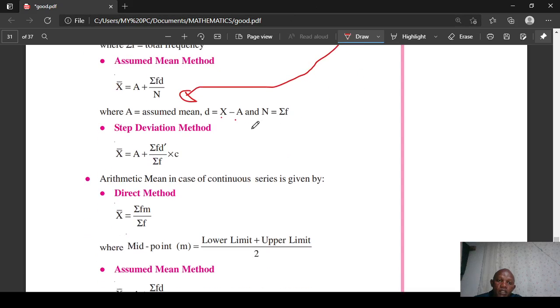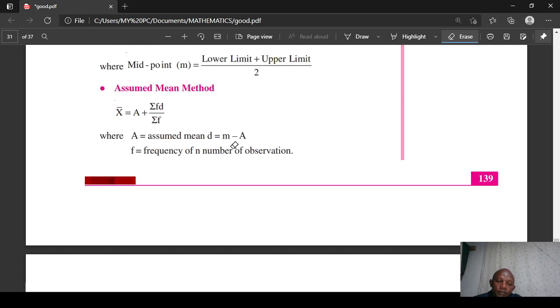We also said that the third method was the step deviation method, and for the step deviation method we agreed that it is the same formula here. The only thing is that on this you divide it by a constant. So you have got a plus summation f d prime over summation f times c, and then I think we were able to compute that.